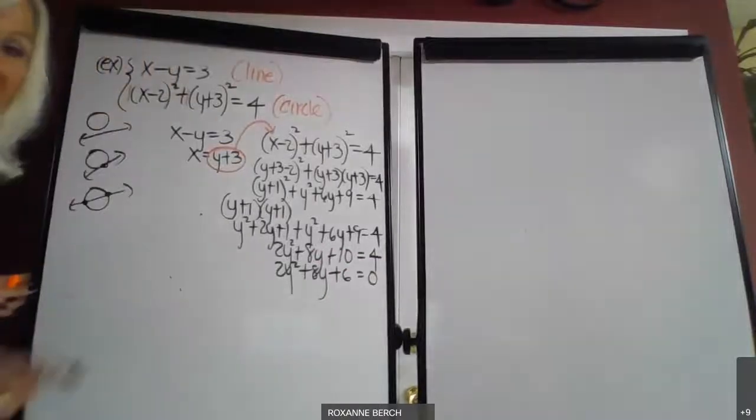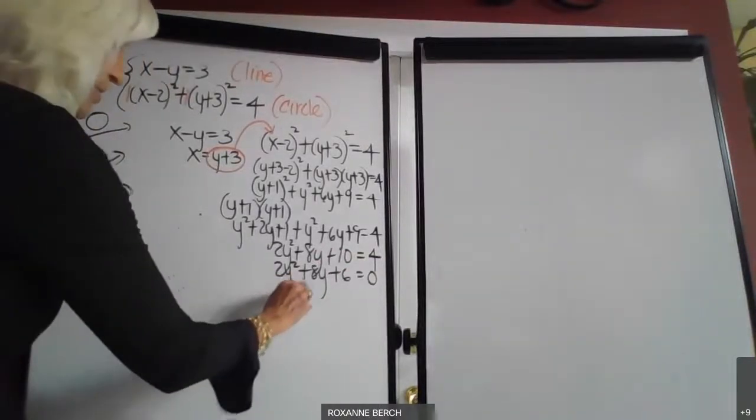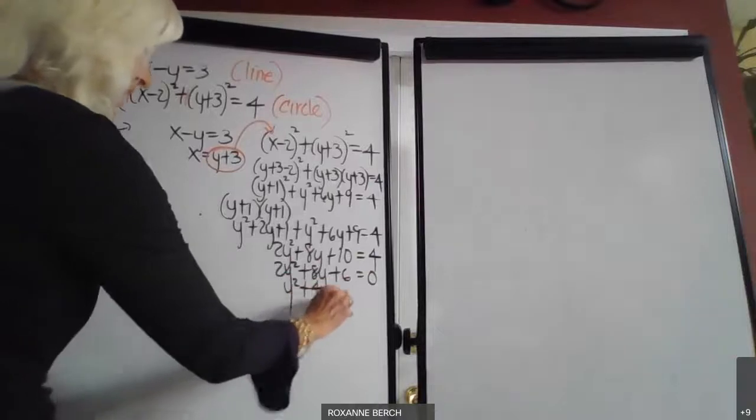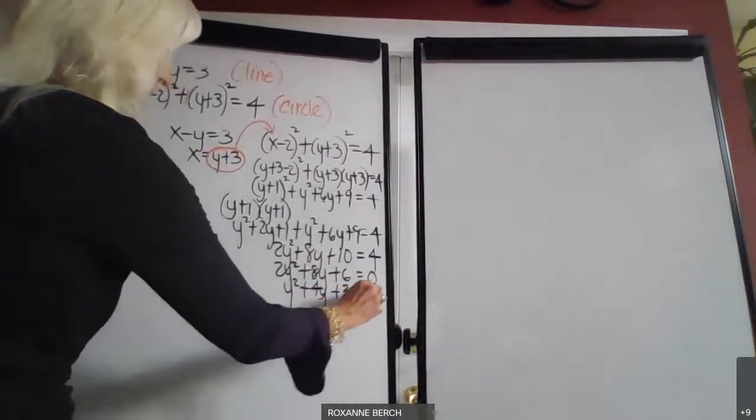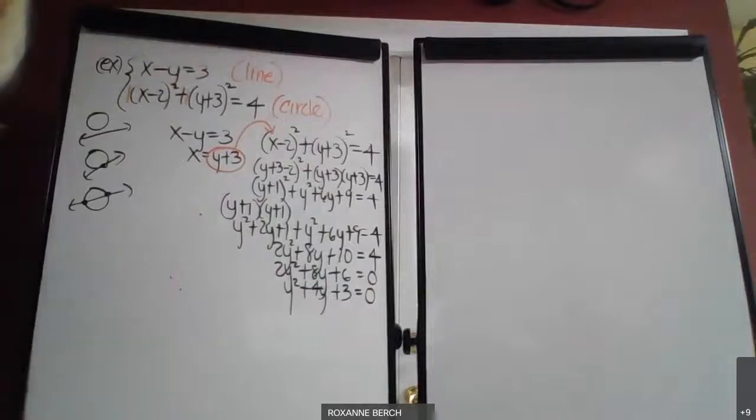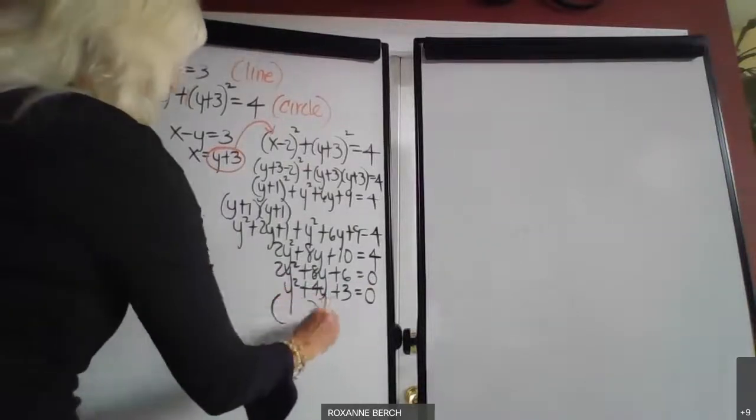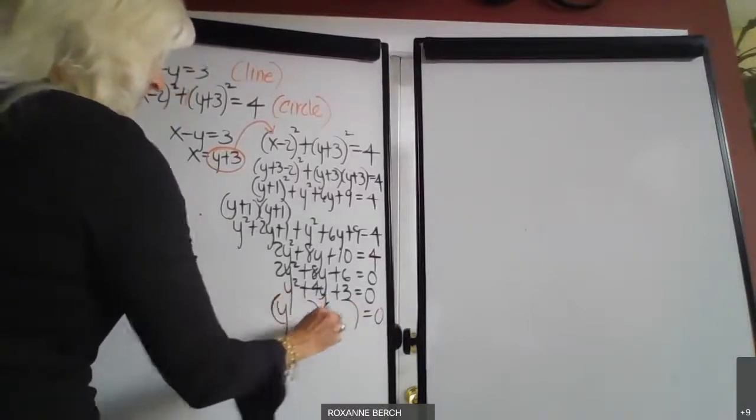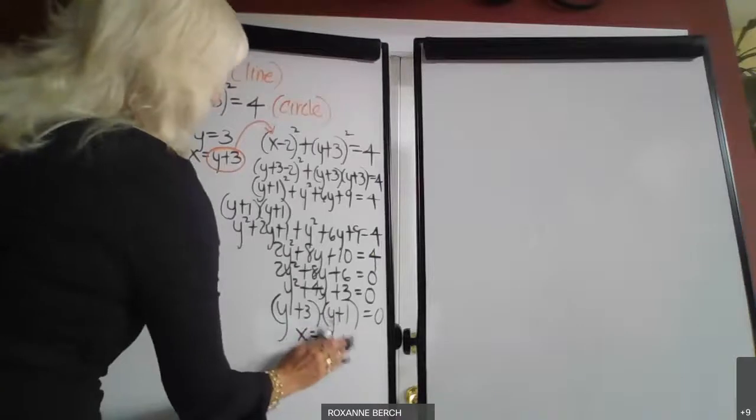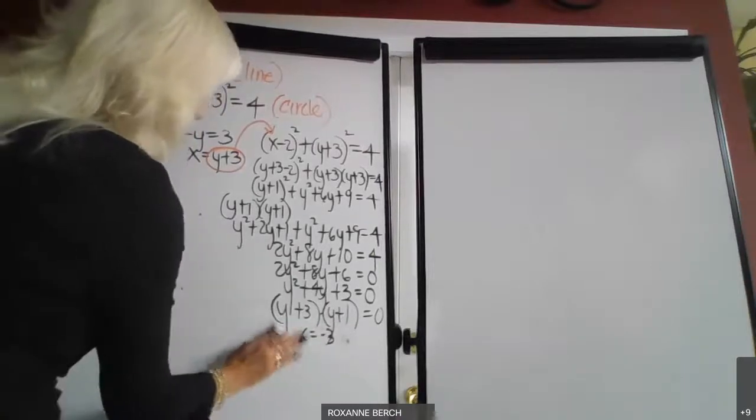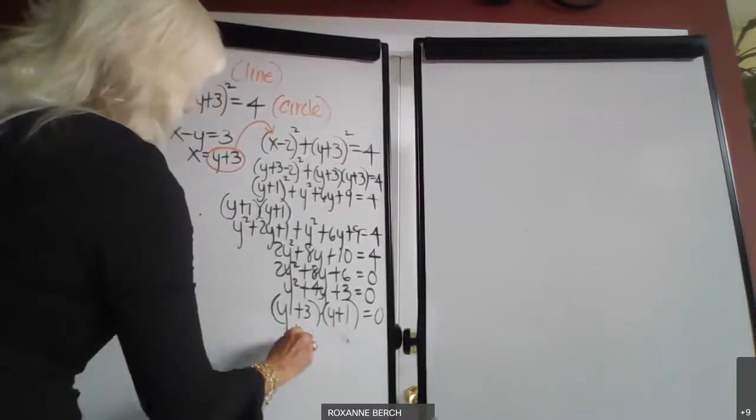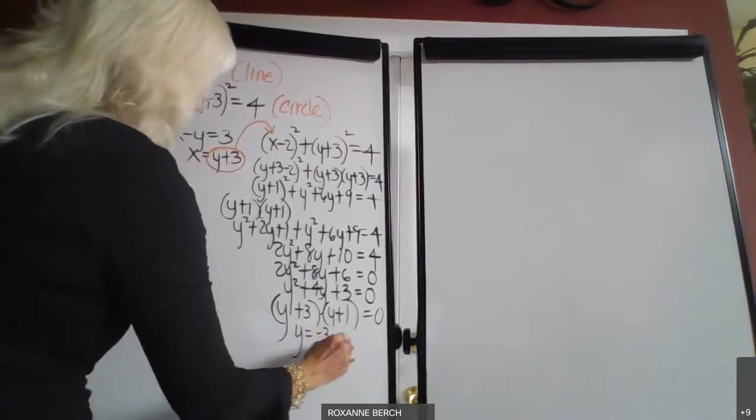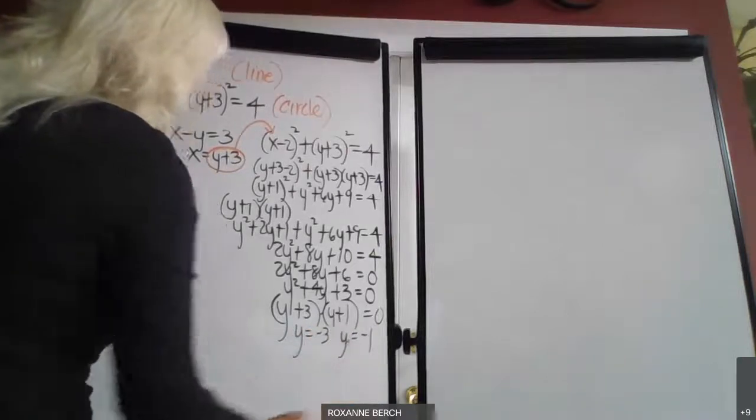And now, look, I can divide by 2. Divide everything by 2. And now we pray we can factor. So what multiplies to give 3 and adds to give 4? 1 and 3. Yes. So your x's are -3. I'm sorry, your y's, not your x's. Y's are -3 and -1.